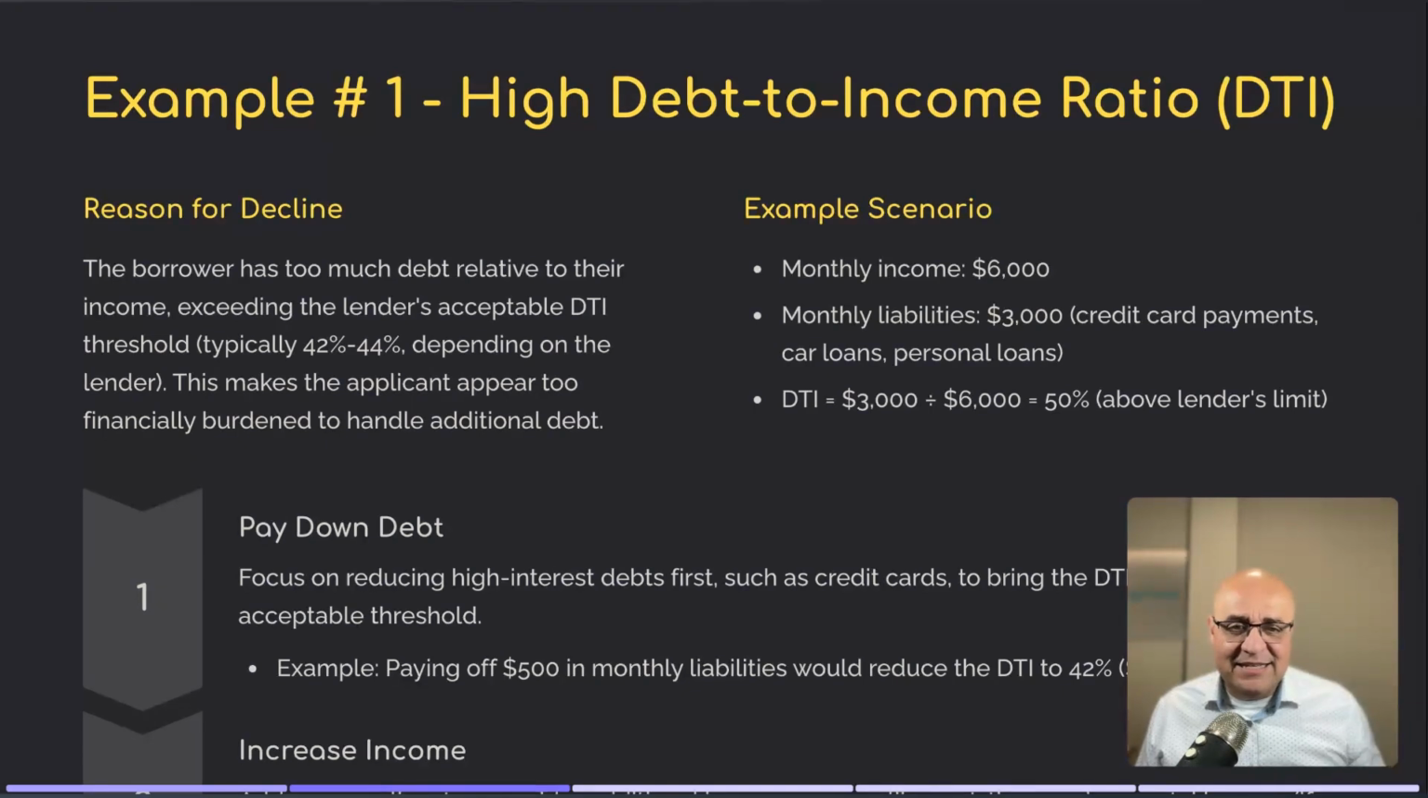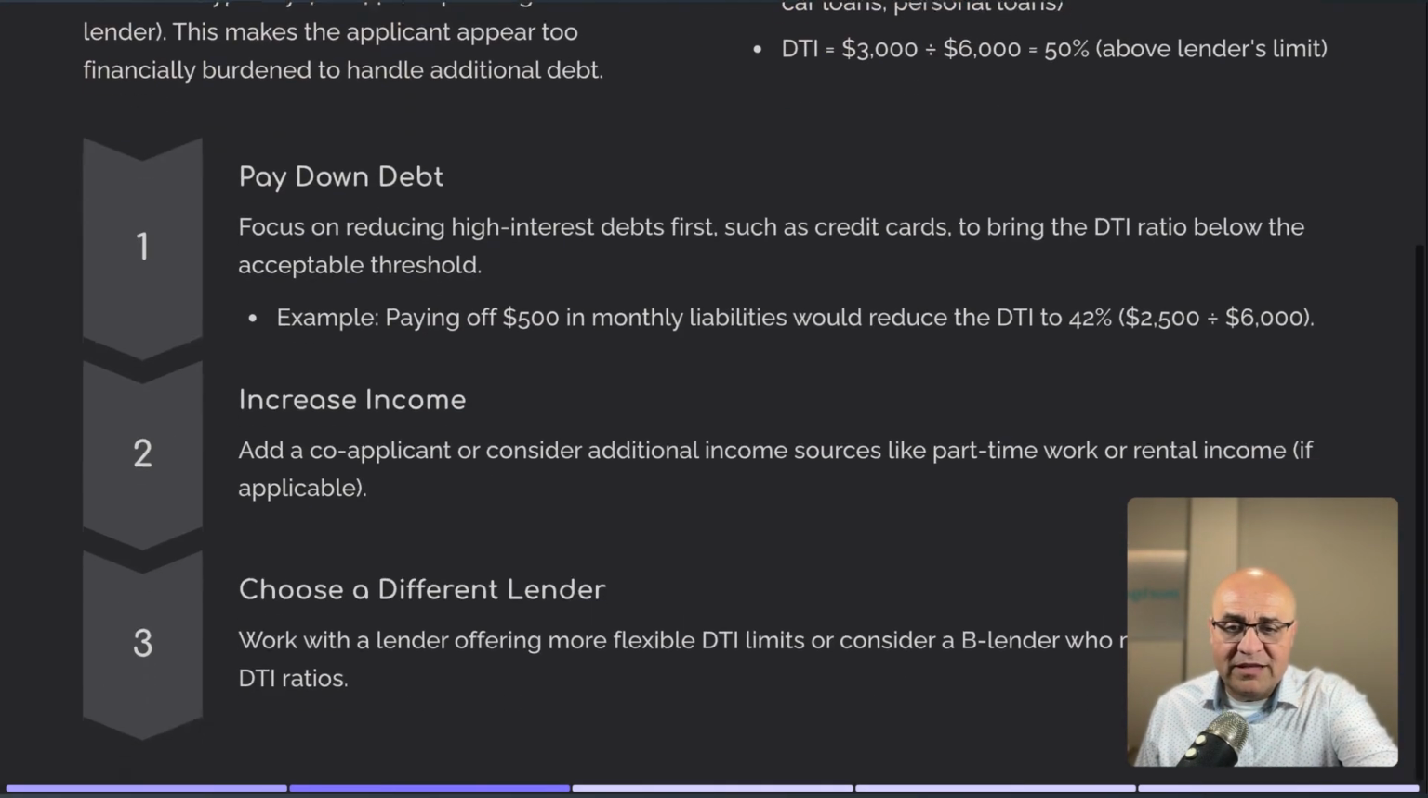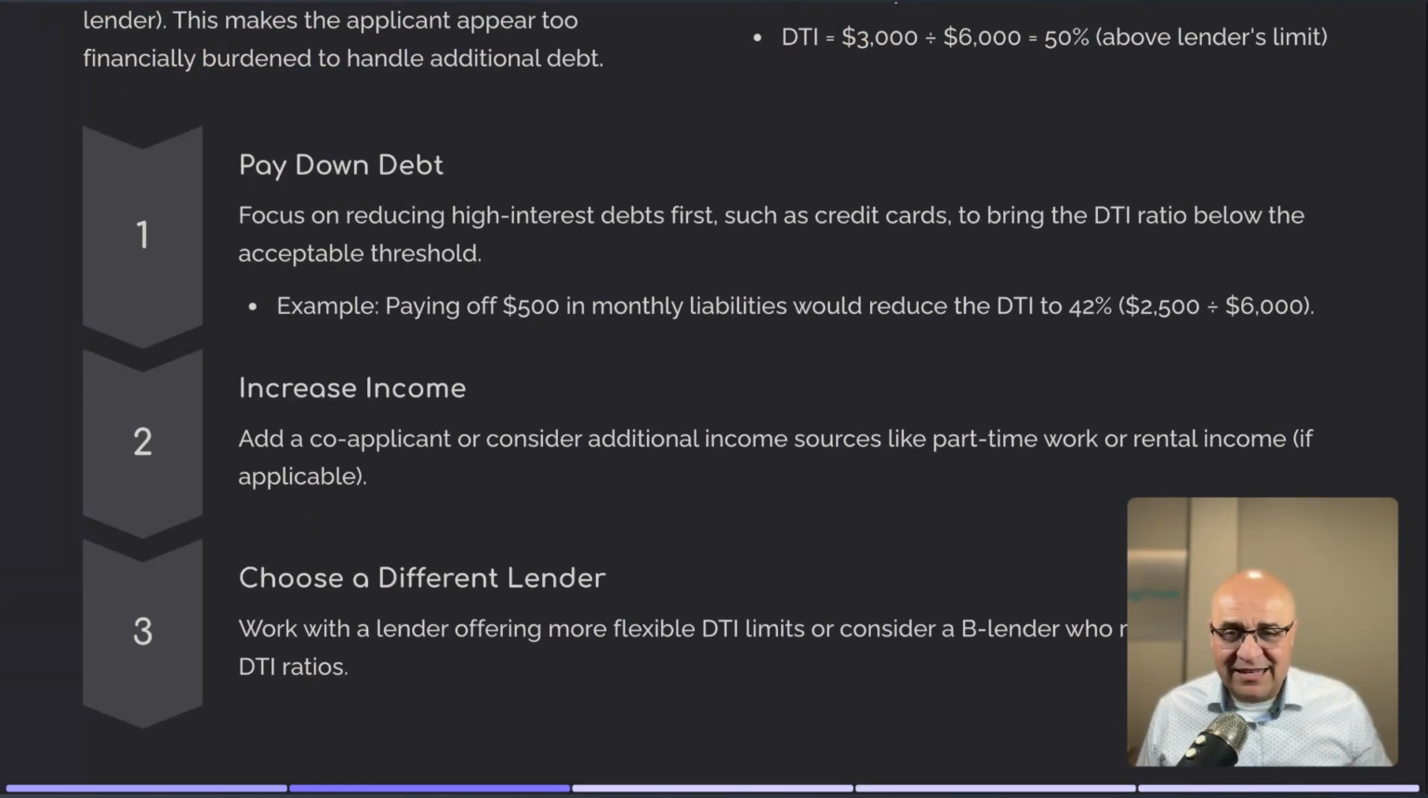But in this case, what are the possible solutions? One is focusing on paying down the debt. You can pay down the debt, but you can also refinance the debt to reduce the payment, because lenders are not as concerned about the amount of debt as the cash flow. So if the debt is the same but you can get a lower payment, that will help run the numbers better to get you the mortgage that you want.